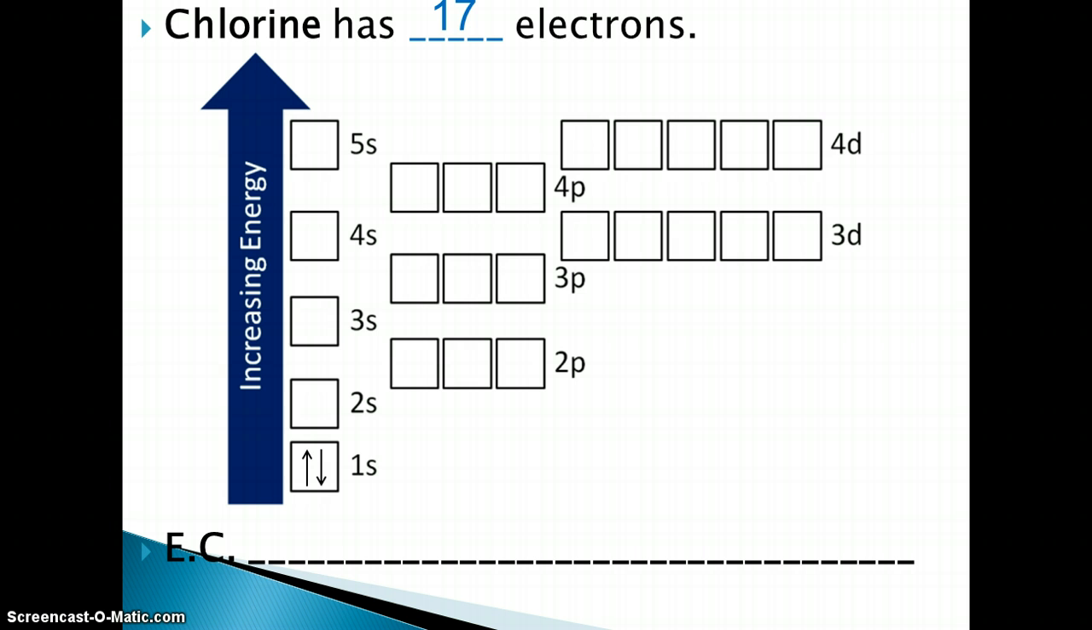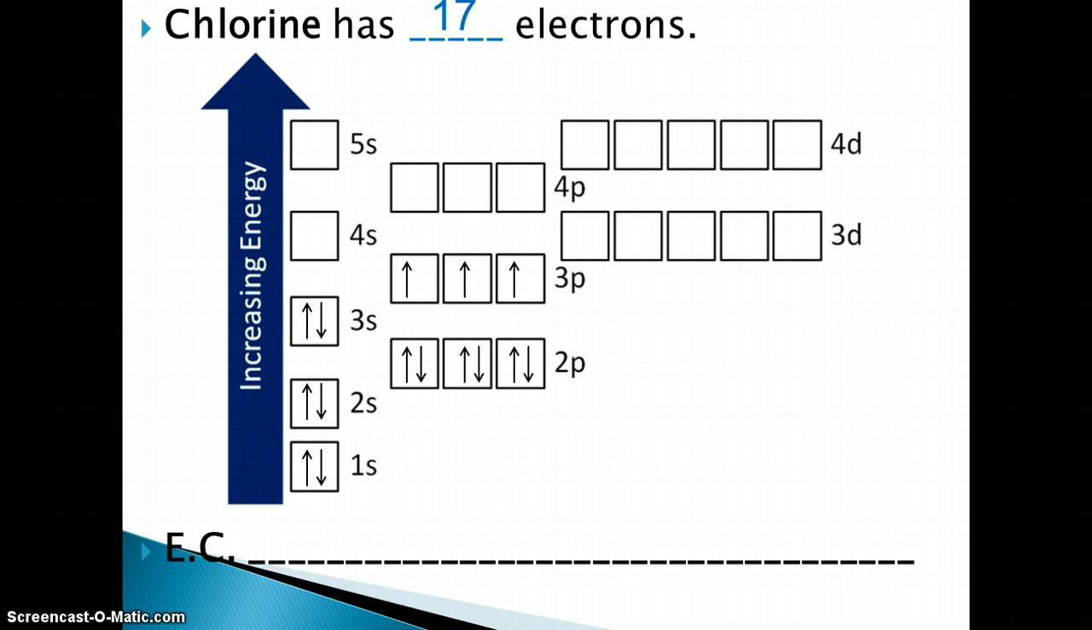Then we're going to fill our next box, so the 2s box, with 1 up arrow. Now we're going to go up to the 2p orbital, and we want to use Hund's rule to go all the way across in the orbitals before we come back to fill them up with down arrows. So we're going to go across, across, across, Hund's rule, and then come back and fill in the down arrows. So now I have 2, 4, 6, 8, 10. We're going to go up to 3s, 11, and 12. Then over to 3p, 13, 14, 15.